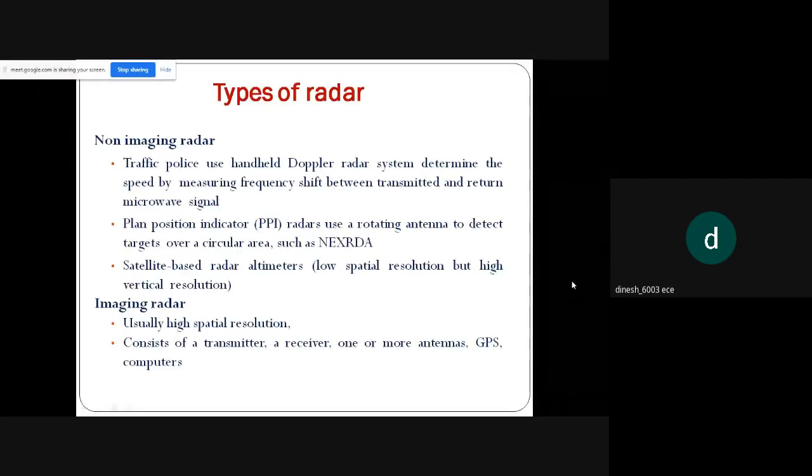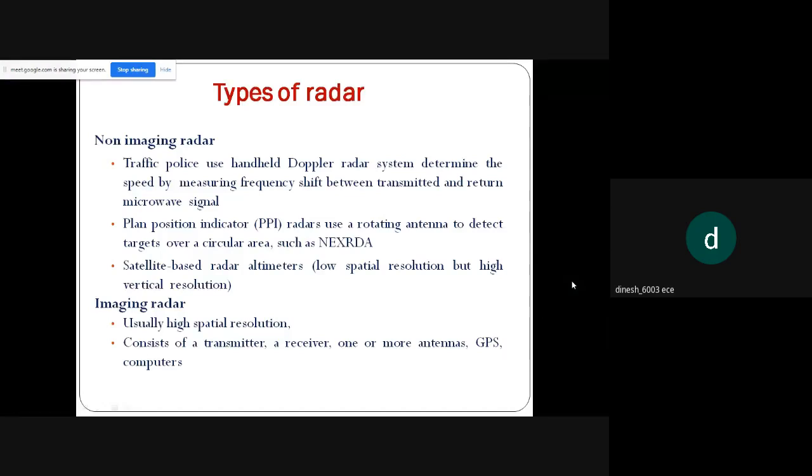Then non-imaging radar is used by traffic police. They use a handheld Doppler radar system to determine the speed by measuring the frequency shift between transmitted and returned microwave signals. These are used in foreign countries to detect how much speed the vehicle is moving across them.